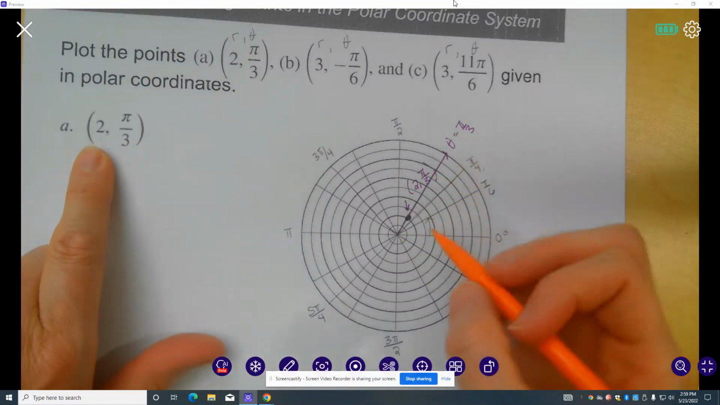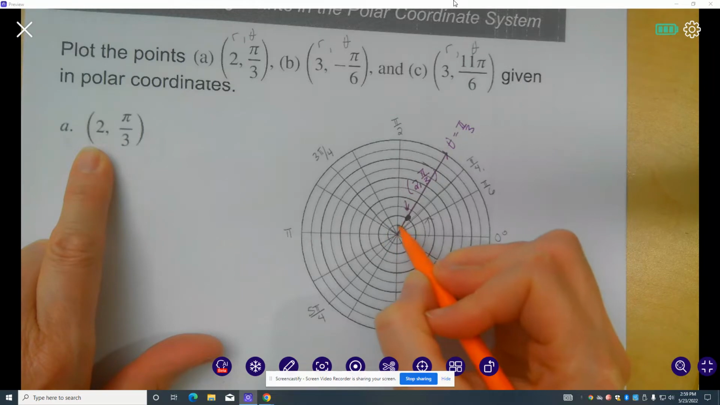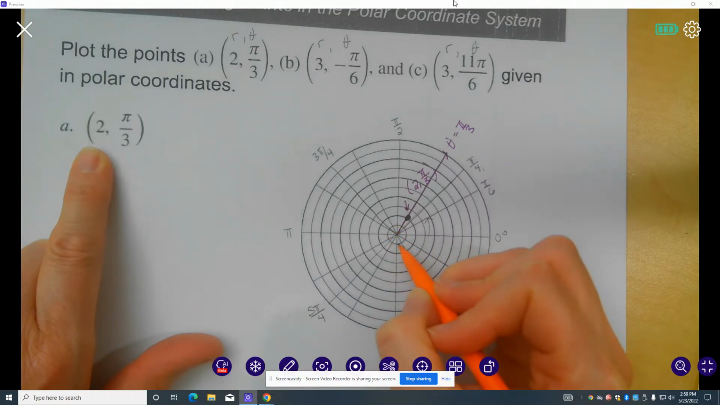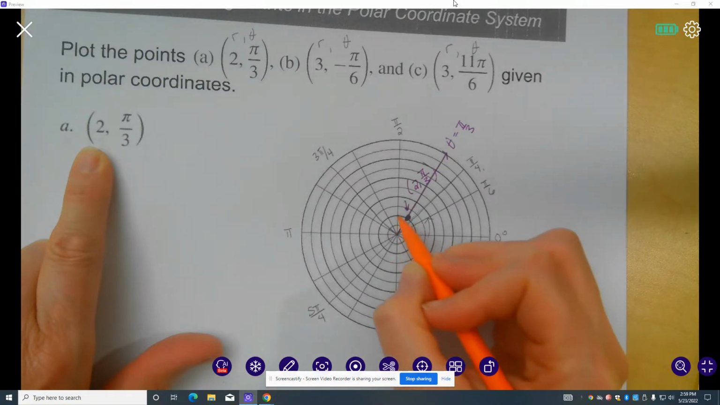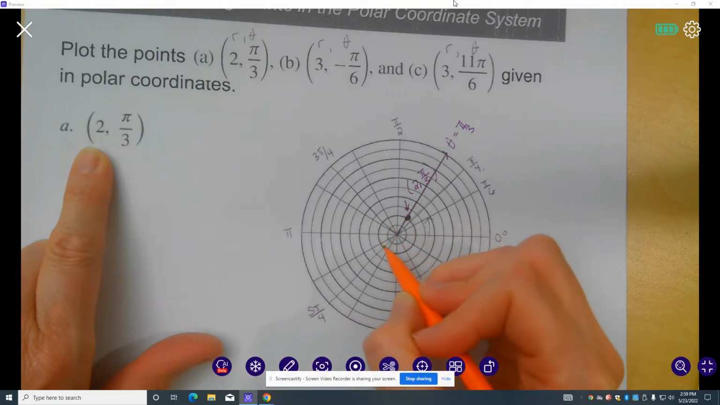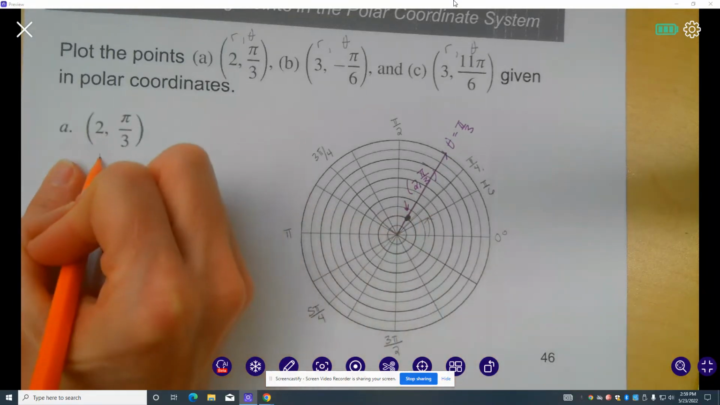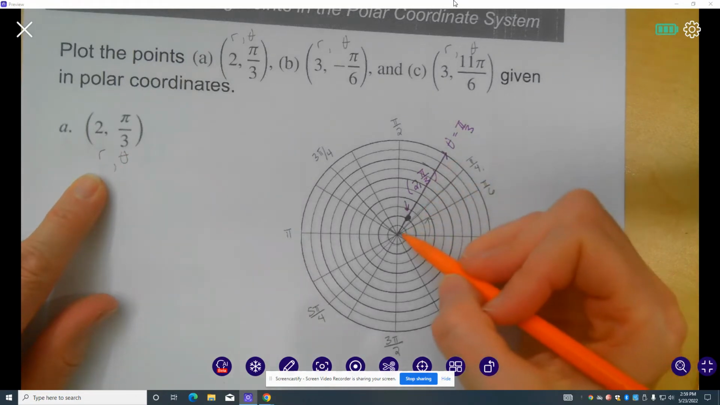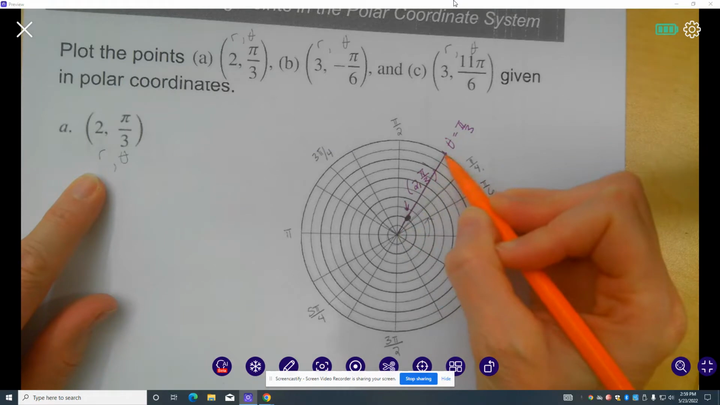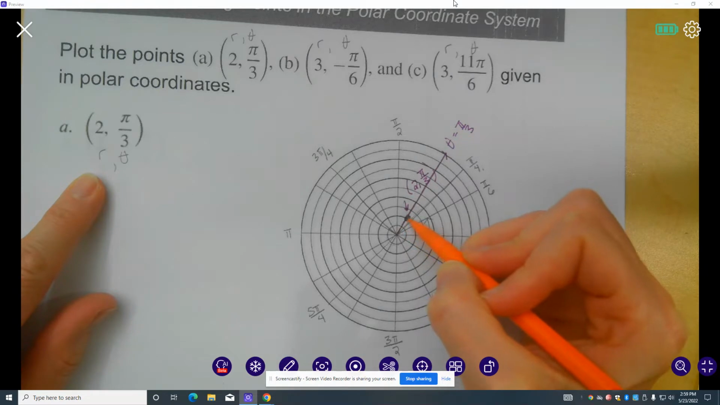Now the r equals 2, these circles correspond to r values. So this first circle is an r value of 1. So radius equals 1 is this first circle. The next circle is radius equals 2. The next circle is radius equals 3. So we want a radius of 2 and an angle of pi over 3, and we want to plot that point. So it's going to go on this line where the angle is pi over 3, and radius of 2, this is radius of 1, this is radius of 2. So that's where our coordinate point is, right there.